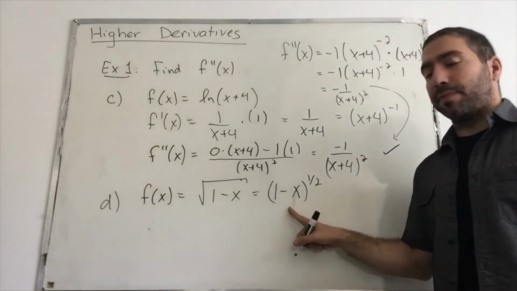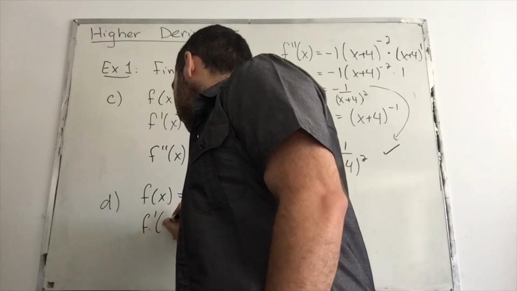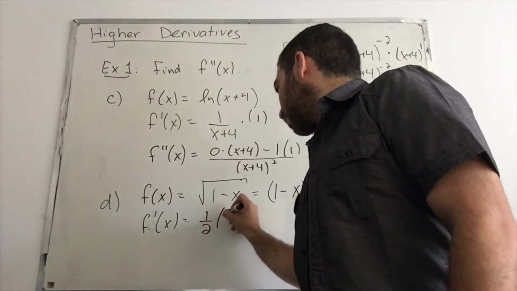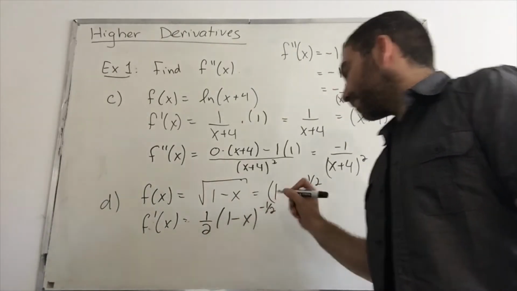And now I'm going to take the derivative of this function here. So the first derivative, we're going to drop the 1/2 in the front, leave the inside, subtract 1 in the exponent, giving us negative 1/2.